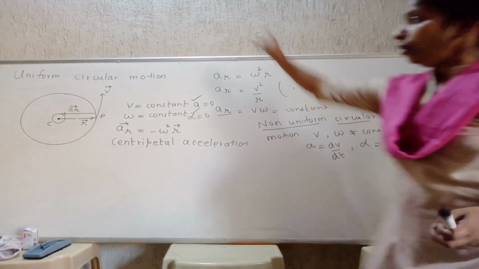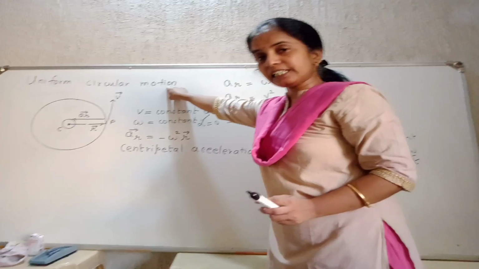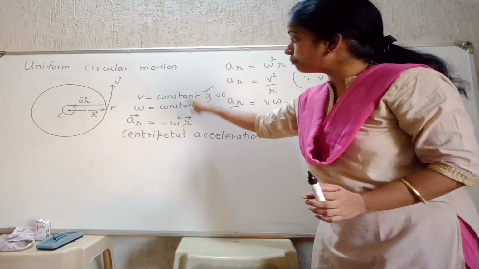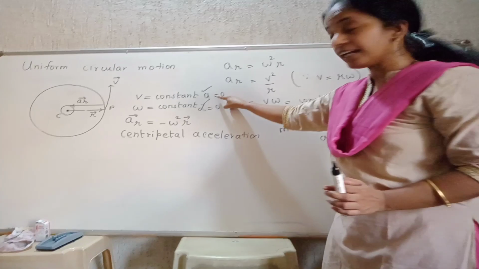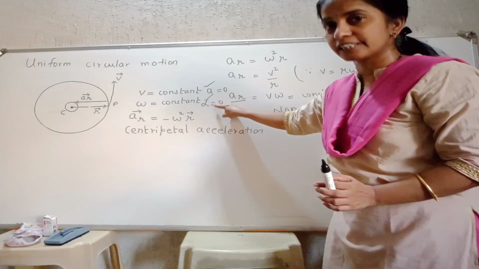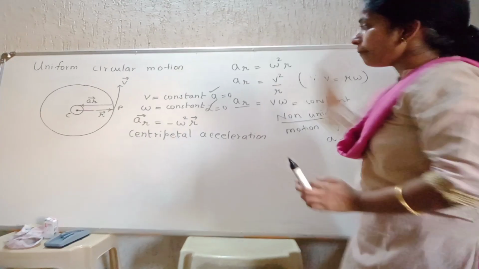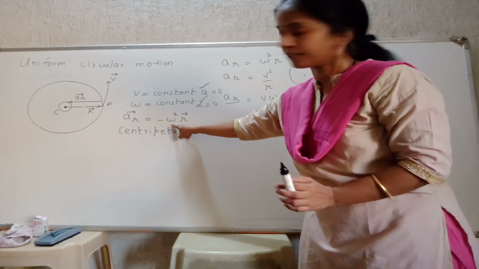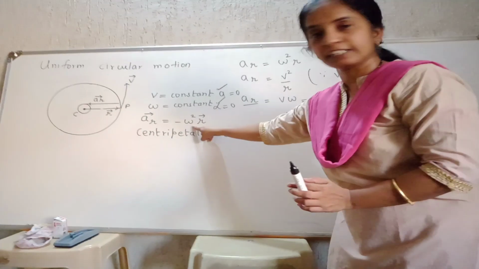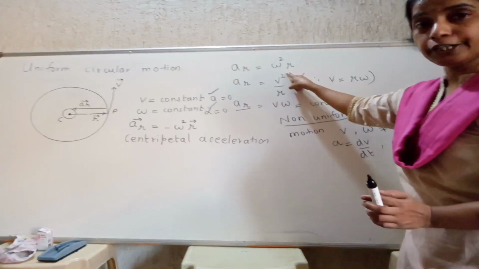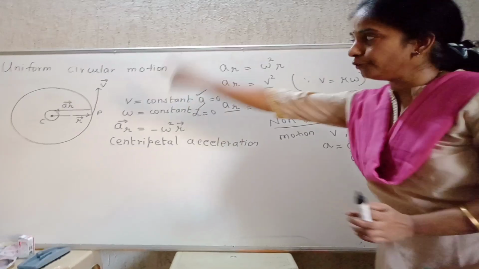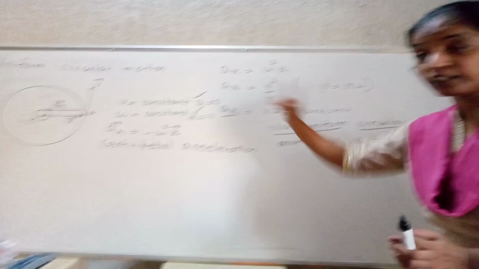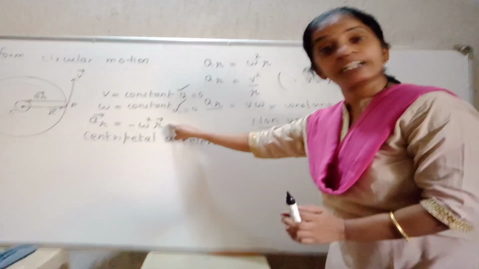Concentrate, students. In uniform circular motion, speed is constant and angular velocity is constant. Since both of them are constant, acceleration and angular acceleration respectively are 0. In both uniform and non-uniform circular motion, radial acceleration acts. Definitely it has to act. The magnitude and the direction are given by this. In both cases, in uniform as well as in non-uniform circular motion, radial or centripetal acceleration acts.